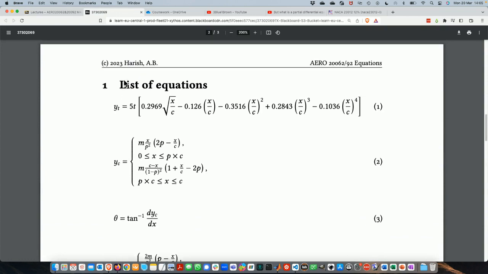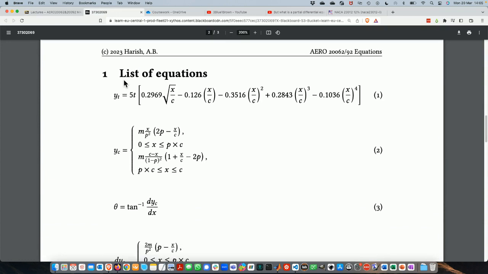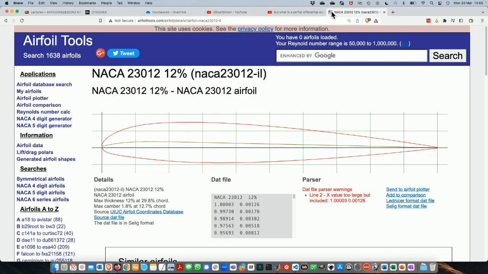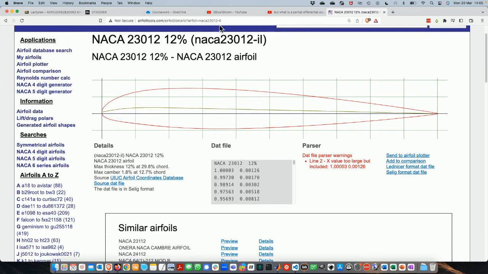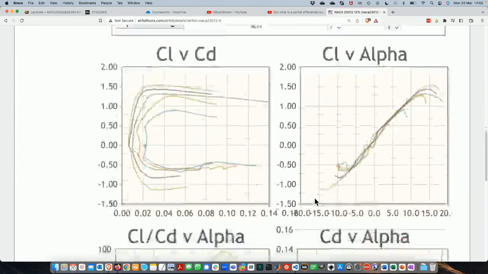What we are trying to do today is see, so this is your NACA 23012. For example, there's a website called airfoiltools.com, which is pretty nice. You can look up a lot of different airfoil profiles and look at what the shape looks like, get the points of the airfoil, and play around with it quite a bit. And I remember it also gives you the lift and drag coefficients, right?